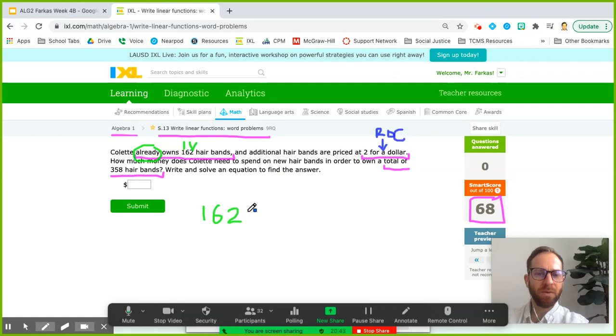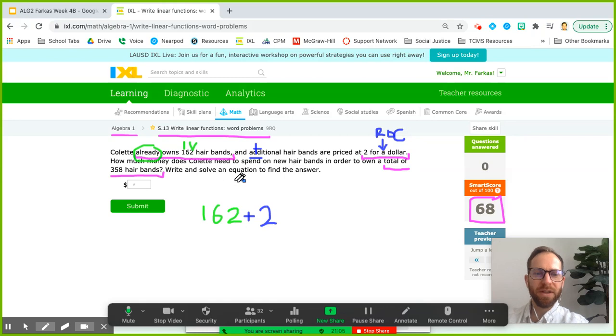And we are adding this on because of this word, additional, right? Additional. So adding 2 hairbands, right? Sorry, $2 per hairband.